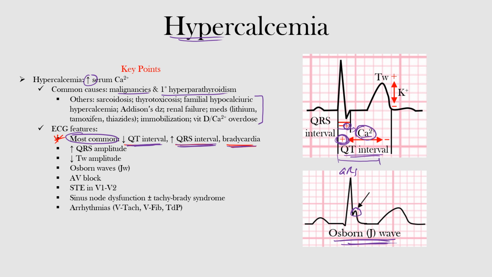Some other rare features include an increase in the QRS amplitude, a decrease in the T wave amplitude, these Osborn or J waves that we saw here, okay? Again, not the most common ones, and remember those can also be seen in hypothermia, early repolarization, and Brugada syndrome. Other things that you may see that are rare are AV block, ST elevation in leads V1 and V2, sinus node dysfunction with possible tachybrady syndrome, arrhythmia such as VTach, VFib, and torsades.